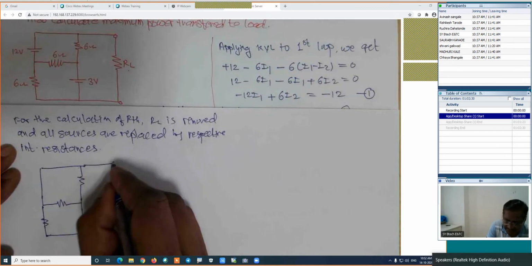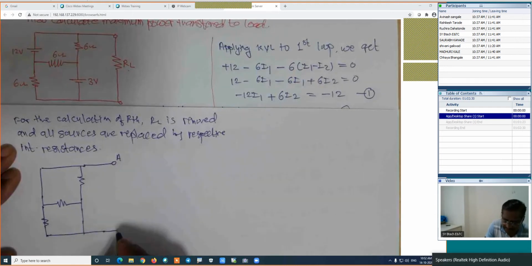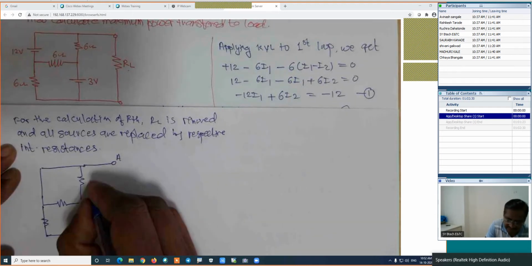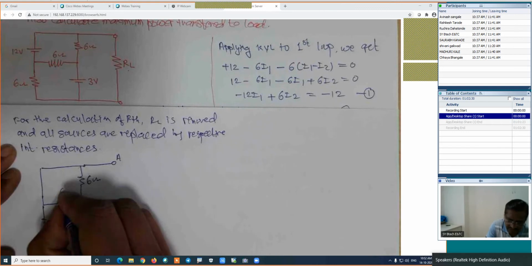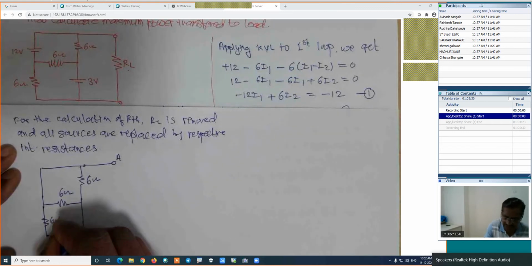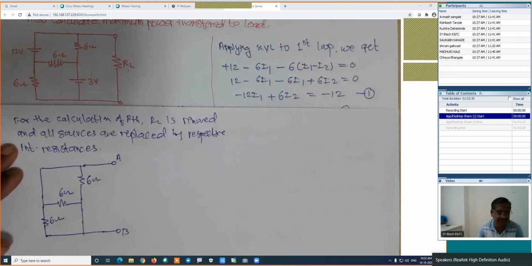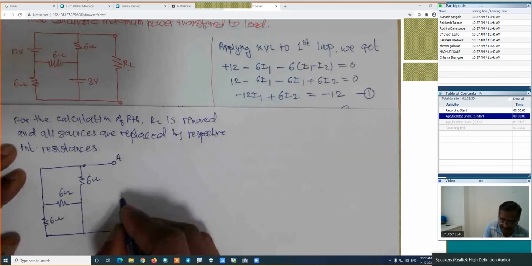Here is point A. This is point B. It is 6 ohm. This is 6 ohm, and this is also 6 ohm. So work out this series and parallel combination and find out its value.